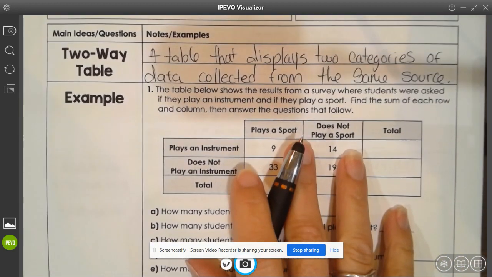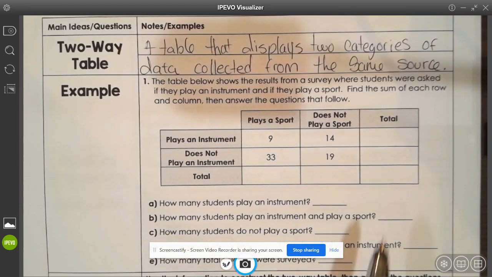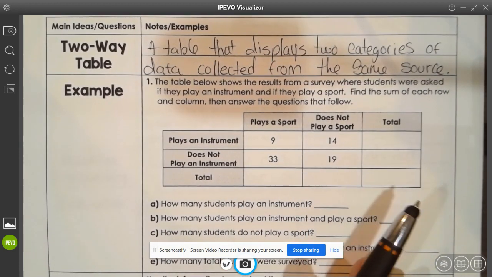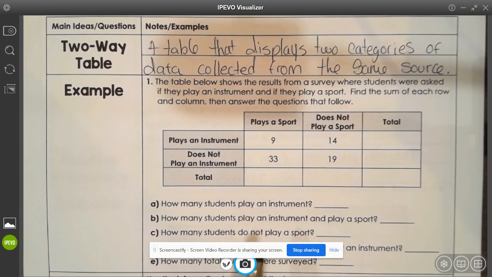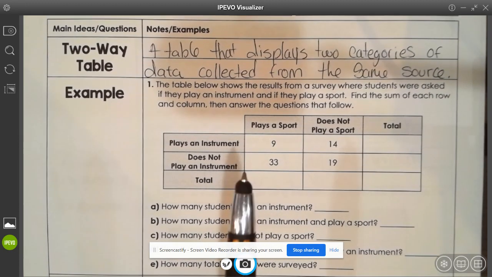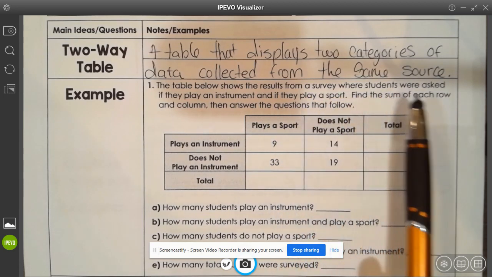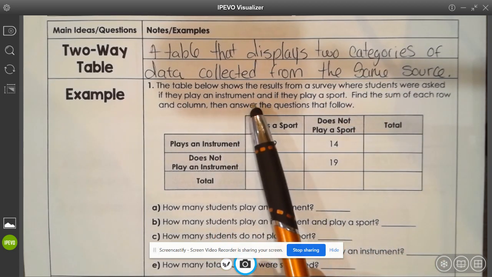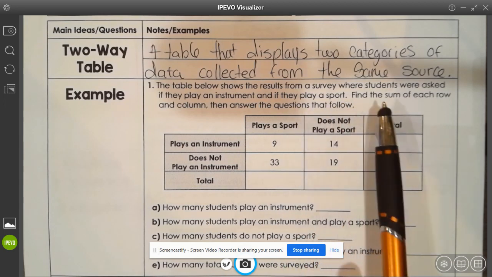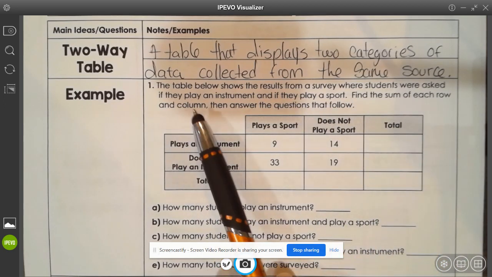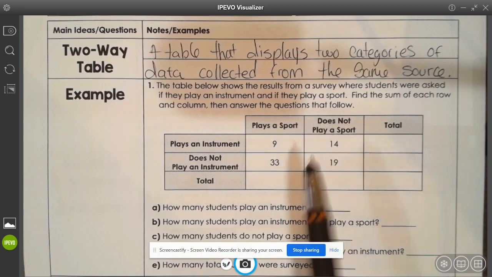So we have a table here, and we're just gonna complete this table with the numbers, and then also analyze the table and answer the questions. So let's start. The table below shows the results from a survey where students were asked if they play an instrument and if they play a sport. Find the sum of each row and column, then answer the questions that follow. So we're gonna start by adding each of the columns and finding some totals here.